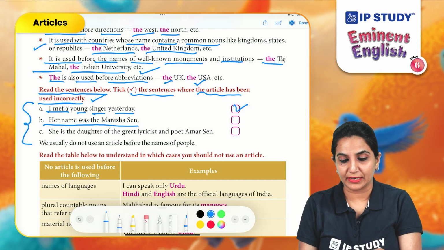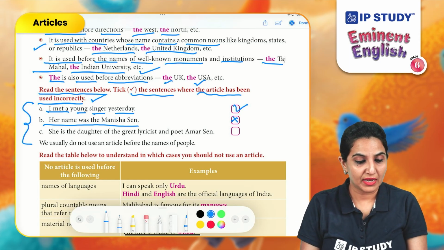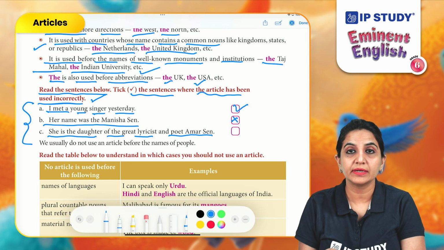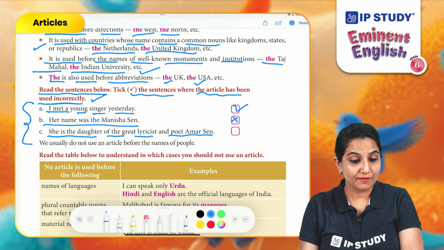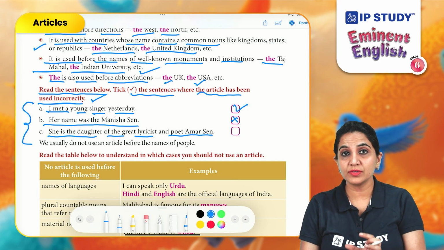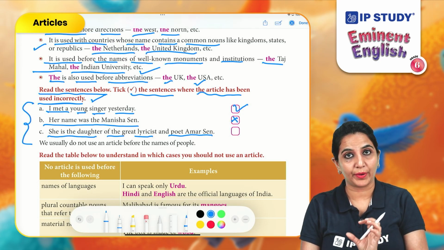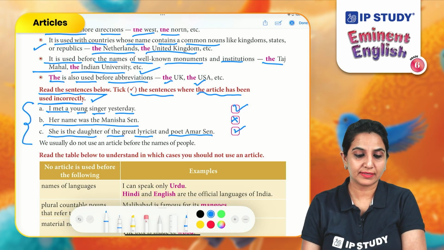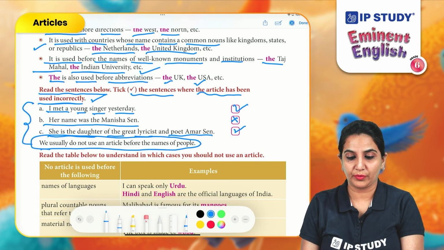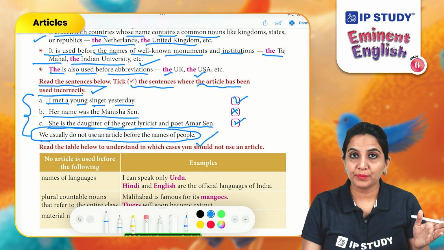Very good. It is incorrect because with proper nouns such as names, we never use the or a. She is the daughter of the great lyricist and poet Amar Sen. Is this correct? Very good. She is the daughter. We are specifying whose daughter. Which relation are we referring from this poet? The daughter of the great lyricist and poet Amar Sen. This is the correct statement. We usually do not use an article before the names of people, right? So we neither use article a nor article the with the names of people.